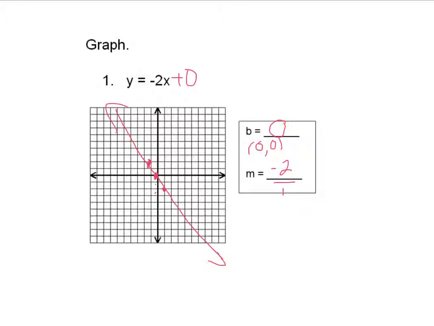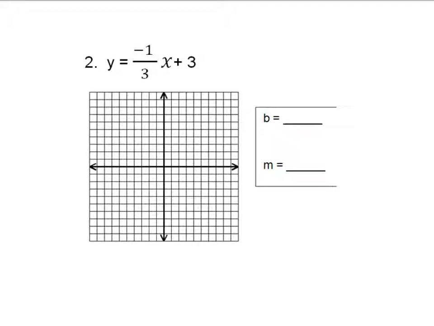Alright, let's look at our next. Alright, y equals negative 1/3 x plus 3. Again, first step is to identify your y-intercept, your point (0, b), and then your slope. So our y-intercept is the number that does not have the x attached to it, which is 3. So (0, 3). So my y-intercept is 3.